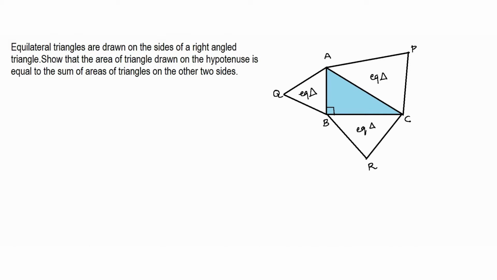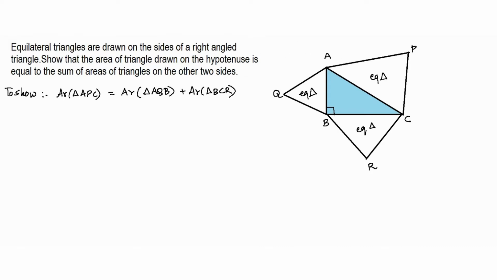Now what I have to do is show that the area of the triangle drawn on the hypotenuse, that is area of triangle APC, is equal to the sum of the areas of triangles on the other two sides. So I have to show that this equals the sum of area of triangle AQB plus area of triangle BCR. This is what I have to prove in this particular problem.